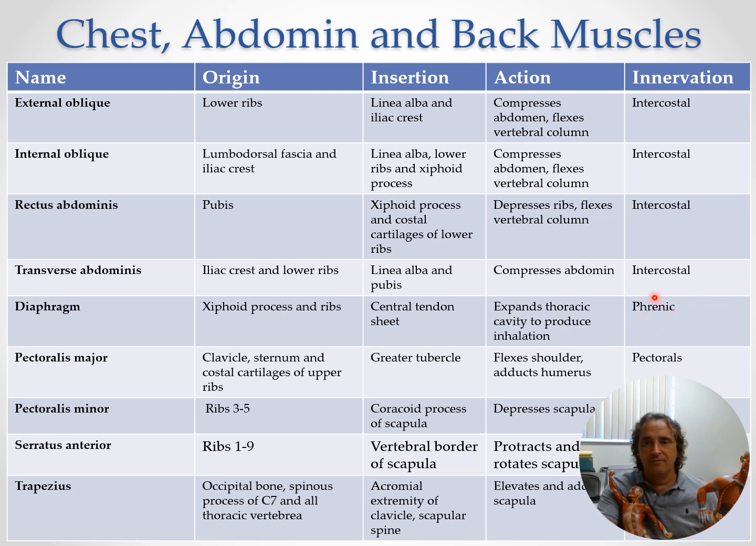C3, 4, 5 keeps you alive for the phrenic nerve, because if you damage the phrenic nerve, you can't breathe on your own, so you'll be on a respirator for the rest of your life. So that nerve is extremely, extremely, extremely important.